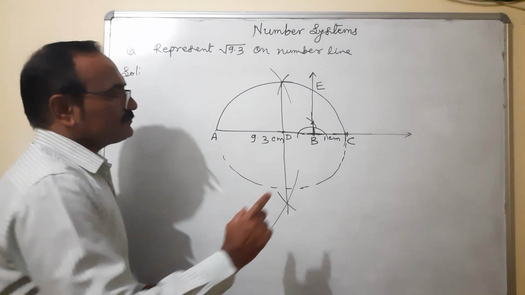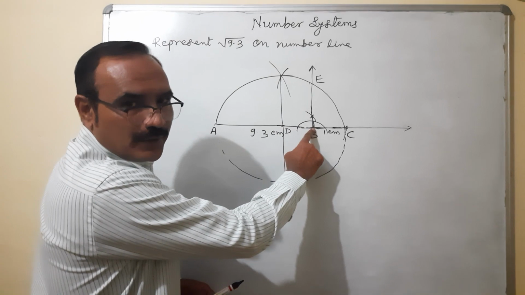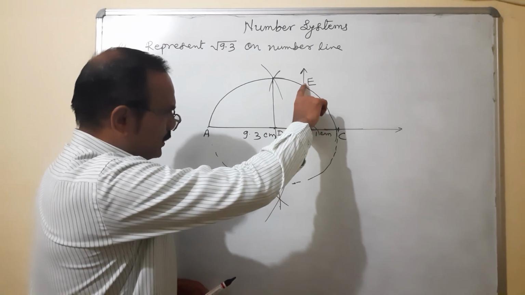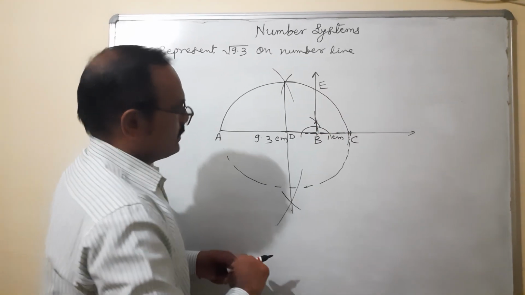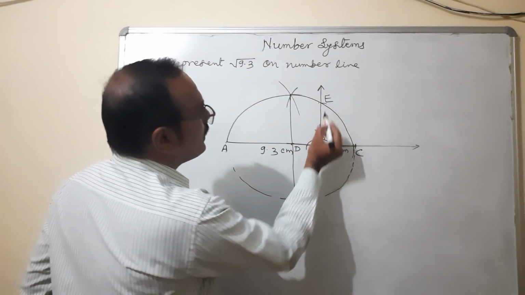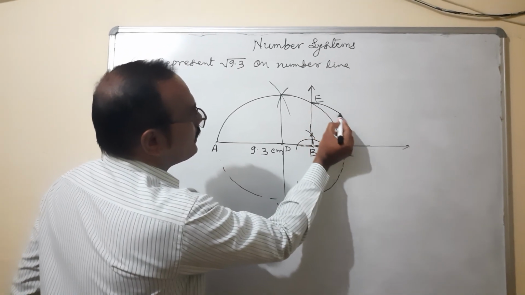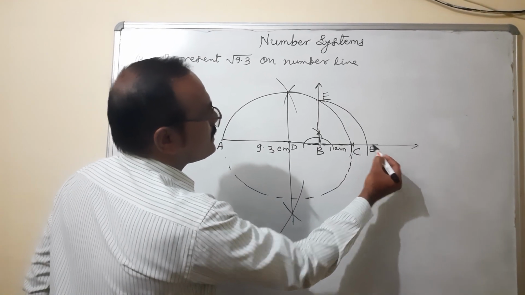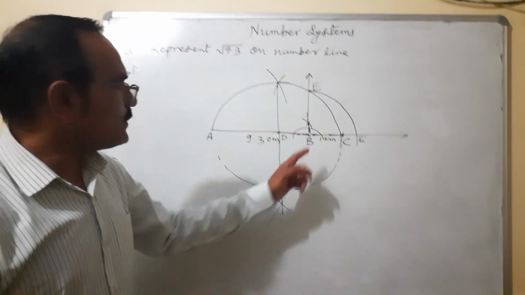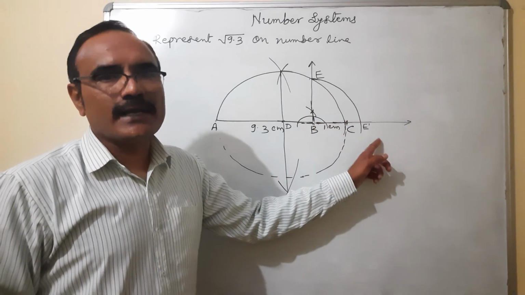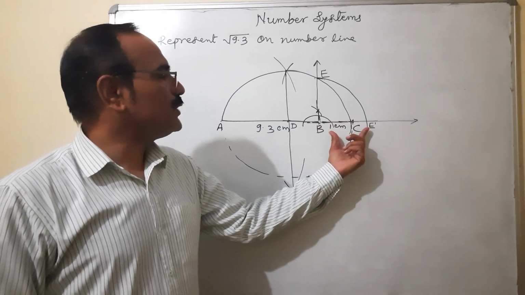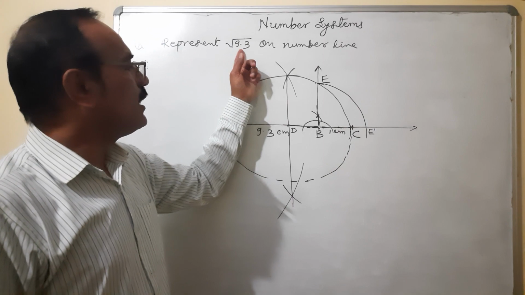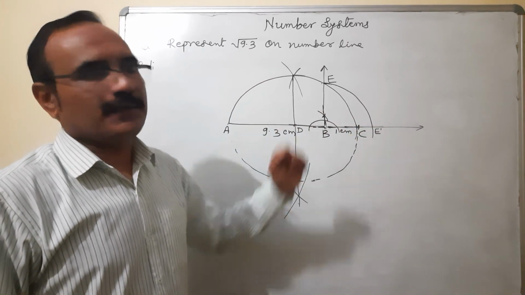And B is the needle point. Open the radius B to E, draw an arc like this. Keeping the needle point here, draw an arc. And this is the point E dash. So the distance from B to E is equal to B to E dash. That means the value from B to E dash is equal to under root 9.3.